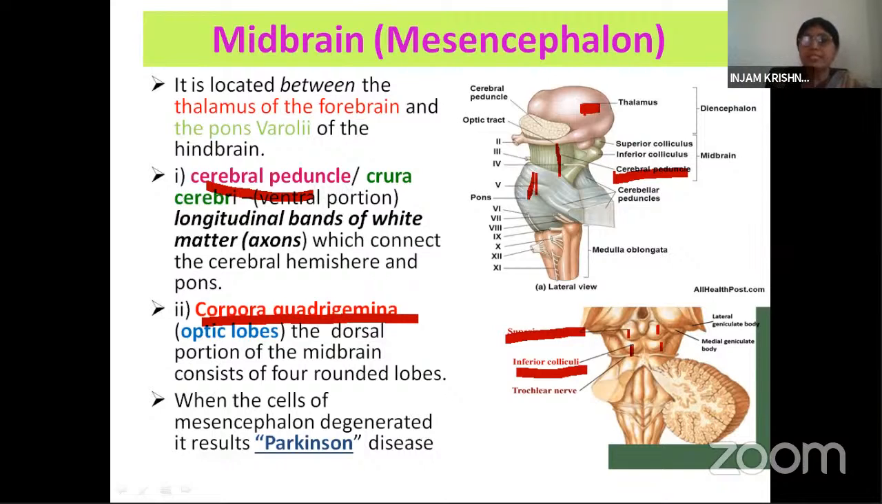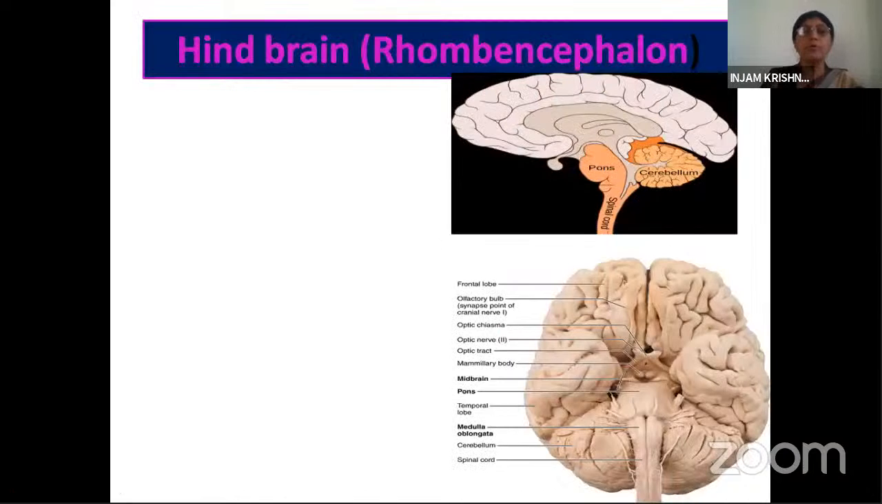Next, if the cells of the midbrain degenerate or get damaged, it results in Parkinson disease. Have you heard of it? I think you might have. What are the symptoms of Parkinson disease? They are not able to hold objects naturally. Frequently they drop objects. They are not able to hold them firmly. These are the symptoms of Parkinson disease.